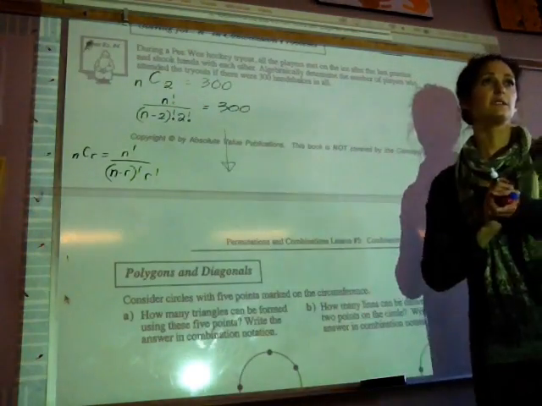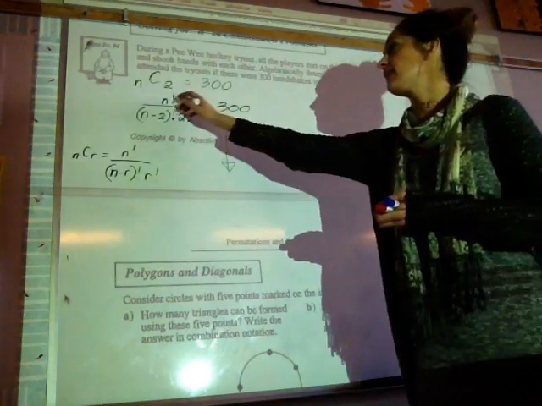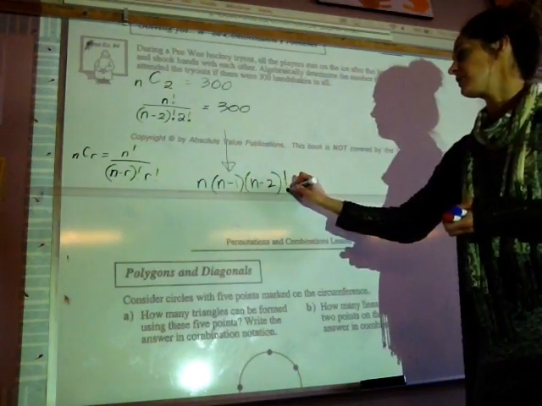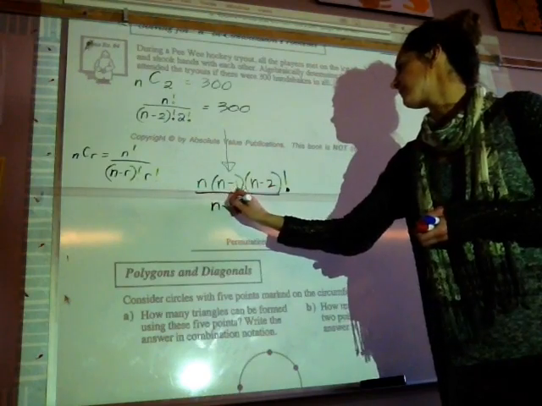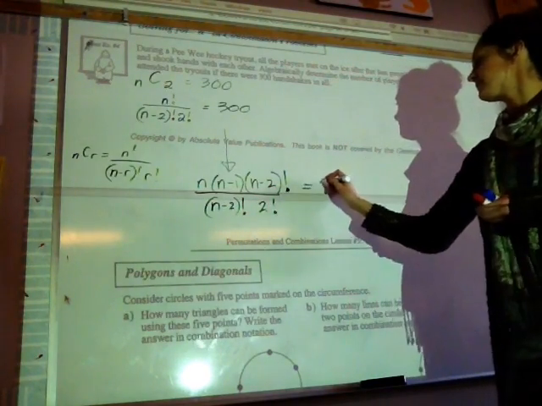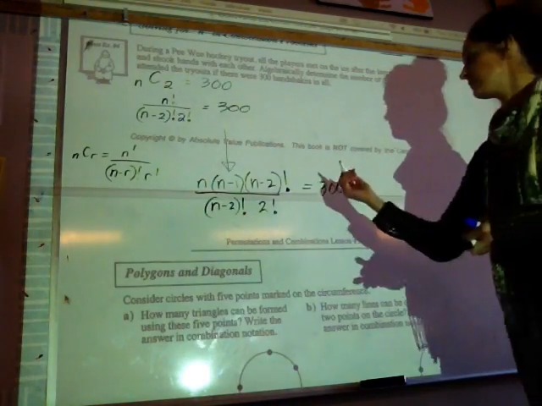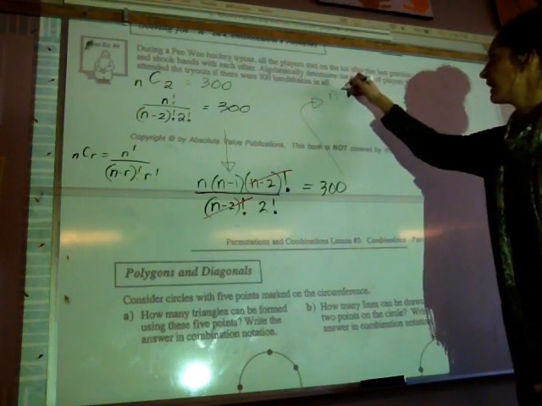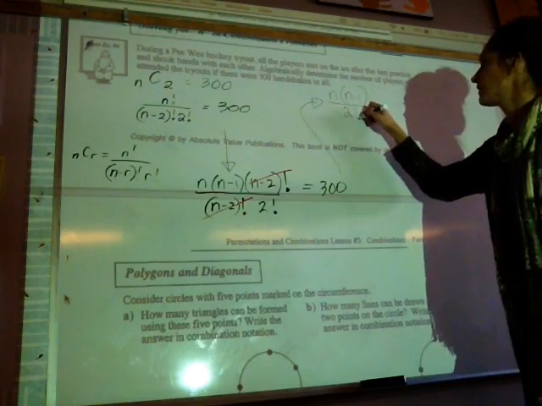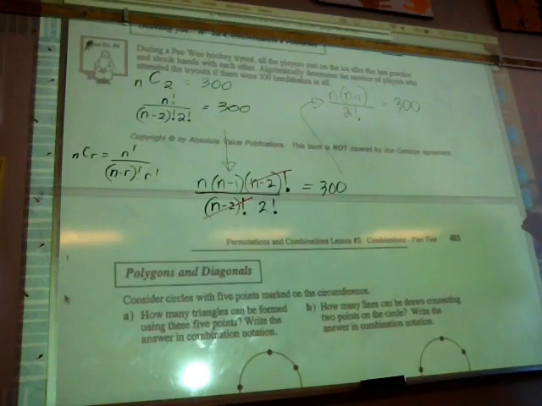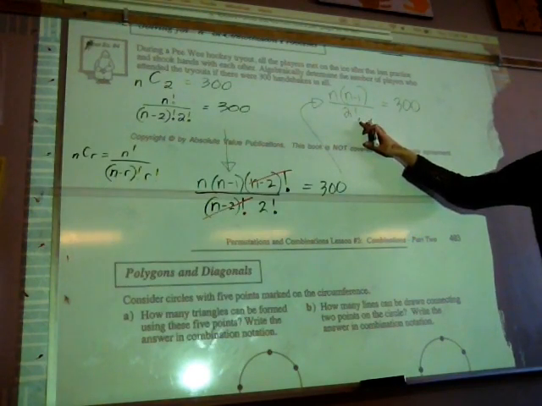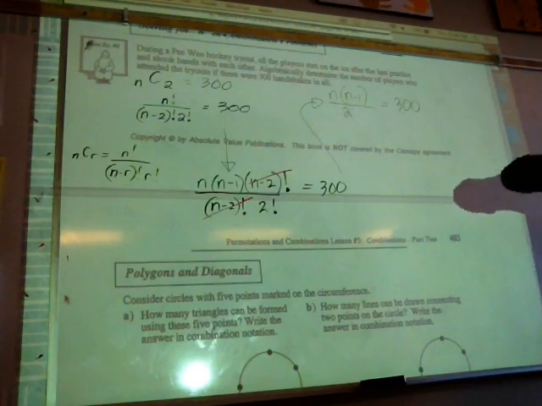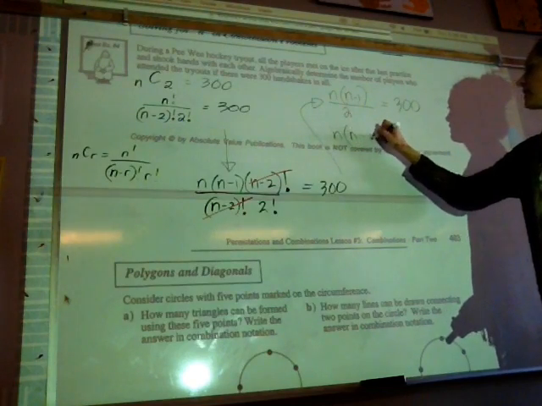Do you guys remember how to break down a factorial? We just have to multiply by the one less than it. So n factorial can be written as n times n minus 1 times n minus 2, and I'm going to stop there and put a factorial, because in the denominator I have an n minus 2 factorial. So those n minus 2 factorials can cancel out. We now have n times n minus 1 over 2 factorial equals 300. What can I do with that 2 factorial? Just expand it. 2 factorial is just 2, because it's 2 times 1. So I'm going to get rid of that factorial and multiply 300 by 2. So we have n times n minus 1 equals 600.